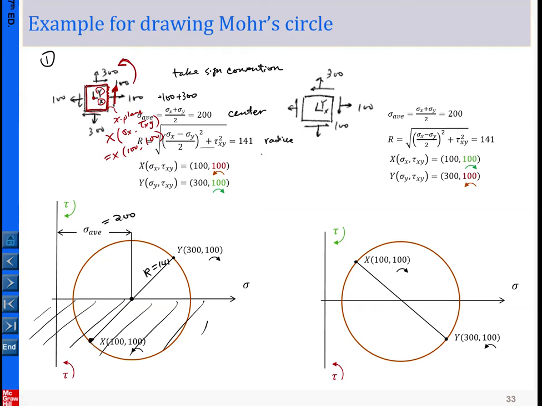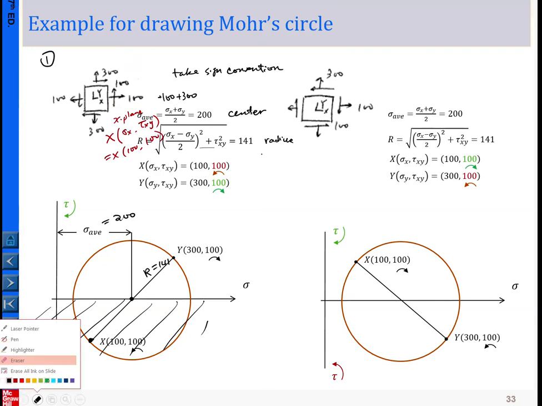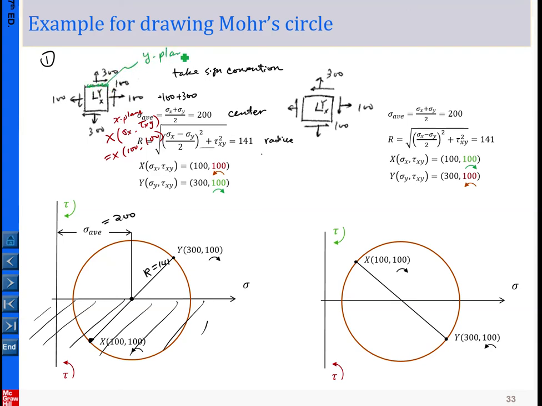Now we continue with the y. Before we look at the y, let me erase unnecessary information. For y, this is the y plane. On the y plane, we are going to constitute the y point. The first coordinate is the normal stress, which is 300. The second coordinate is the shear stress, which has a magnitude of 100.